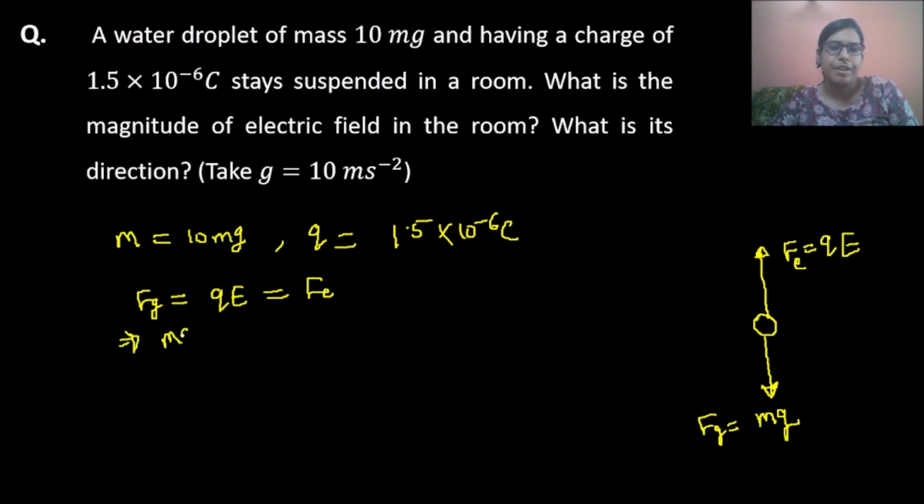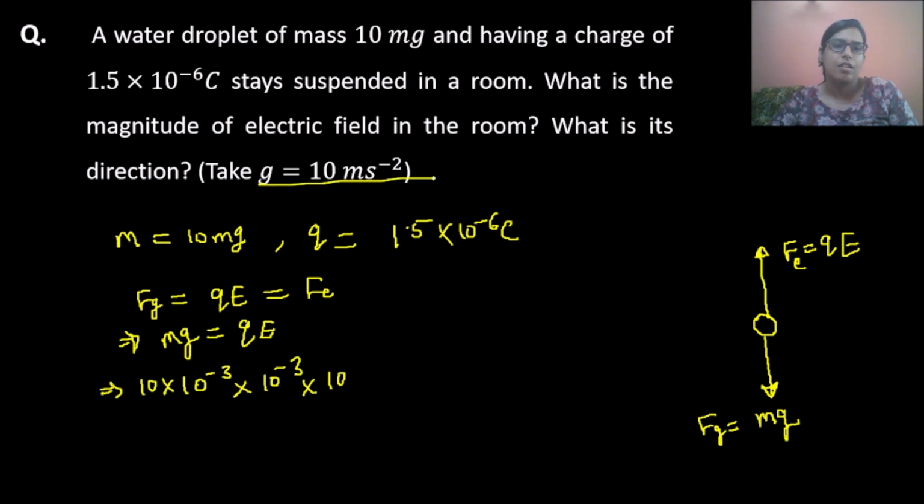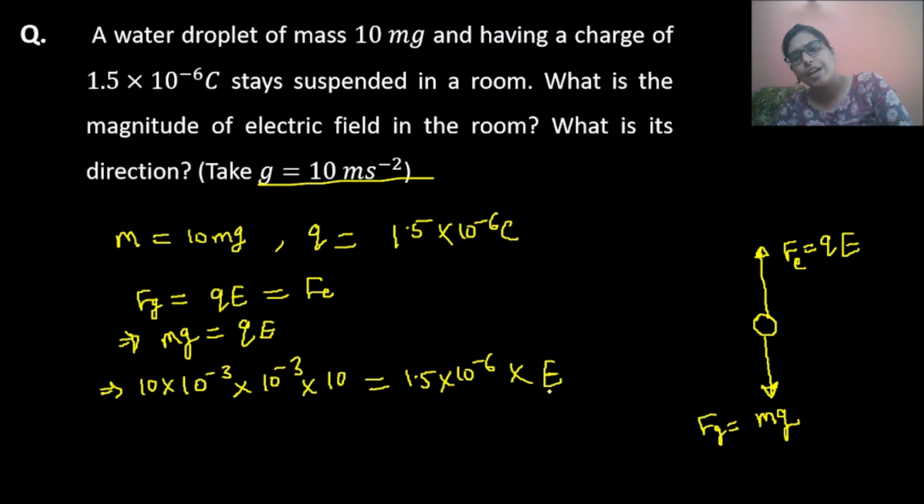So we can write m into g equals Q into E. What is the value of m? Value of m is 10 into 10 raised to power minus 3. This value is in gram, so we have to convert in kg, so 10 raised to power minus 3 also. Value of g is 10 given. Now Q, value of Q also given, 1.5 into 10 raised to power minus 6 coulomb. And value of E we have to find. Right, so value of E we can find from here.